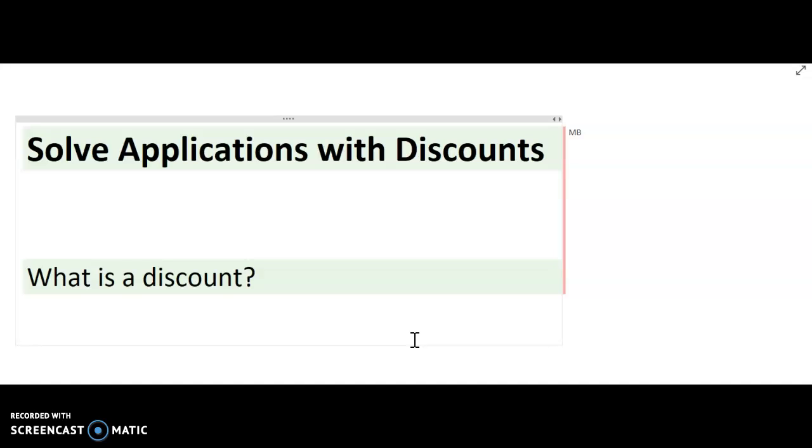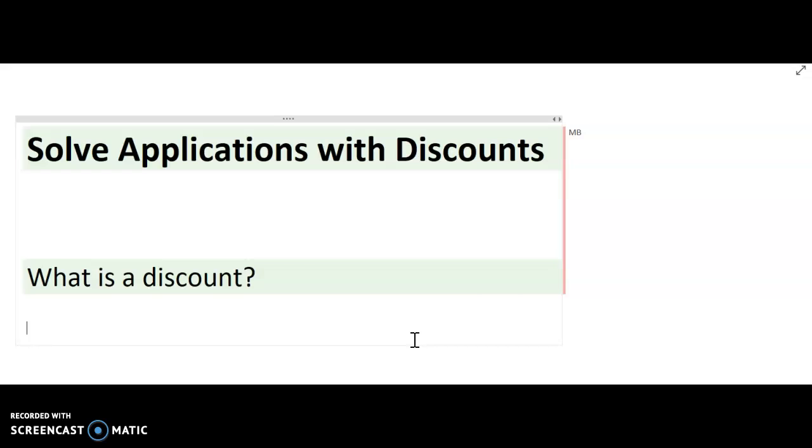So maybe you have a coupon, right? So you have a coupon for like 20% off. That could be considered a discount. So the discount is generally applied on the original price of the item before taxes are added on.